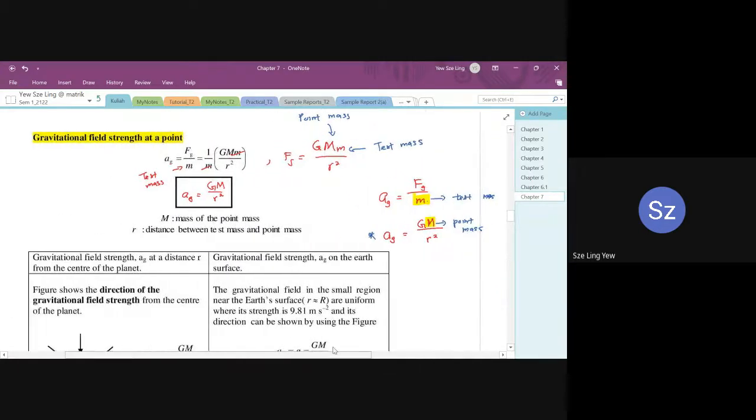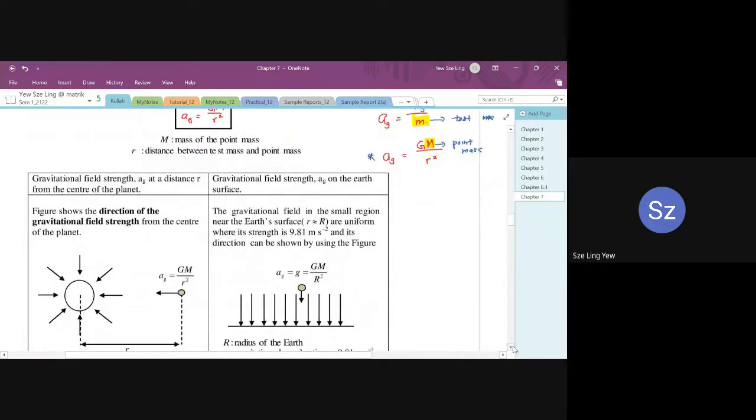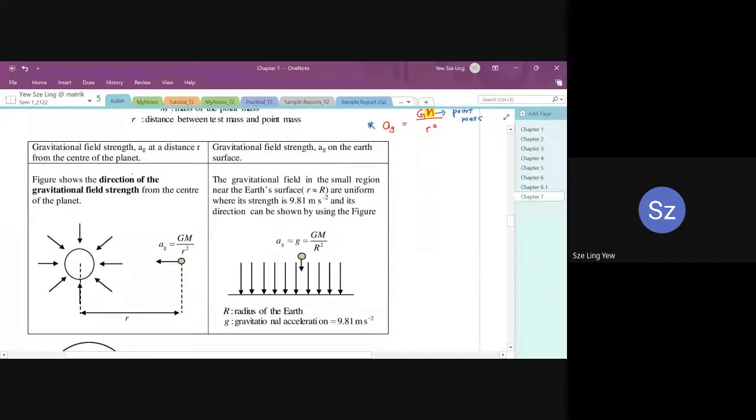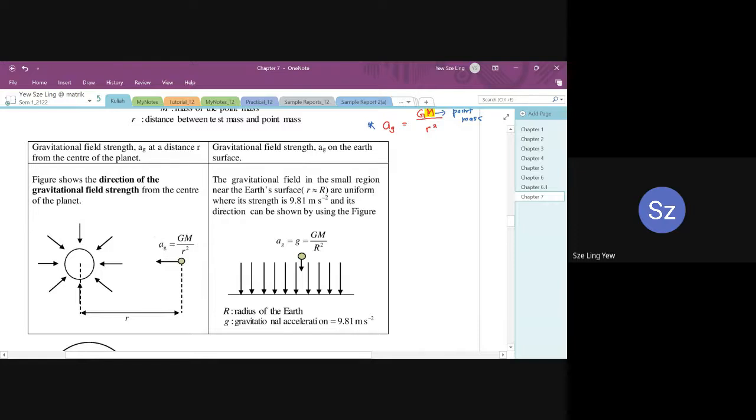So make sure you know which m to use in your calculation. So gravitational field strength at a distance r from the center of the planet. The figure shows the directions of the gravitational field strength from the center of the planet. Now if you place an object above the surface of the Earth, then what is going on? You can calculate it by using Ag equals Gm over r squared.